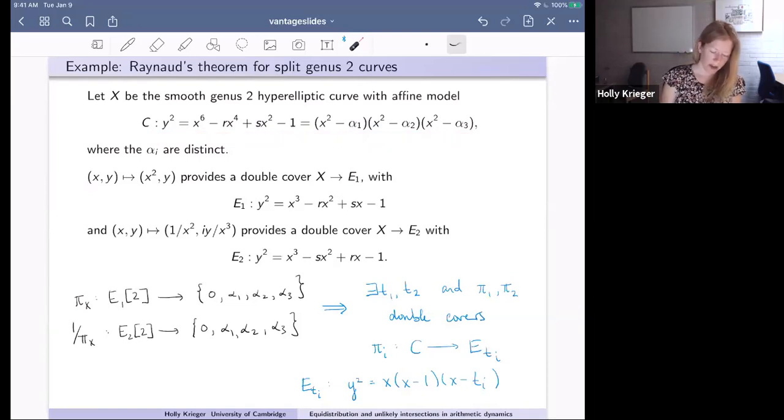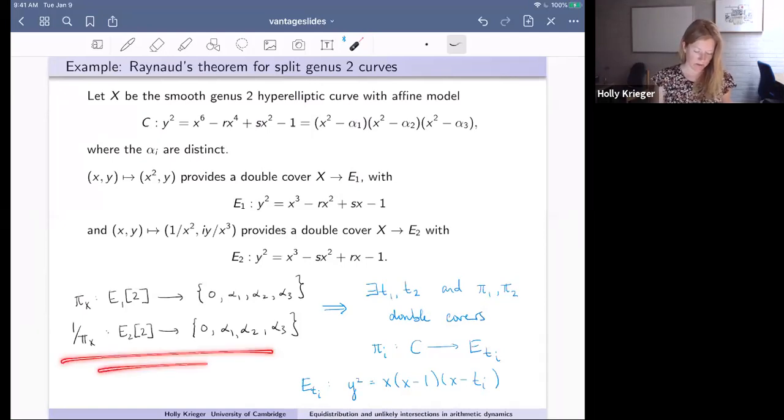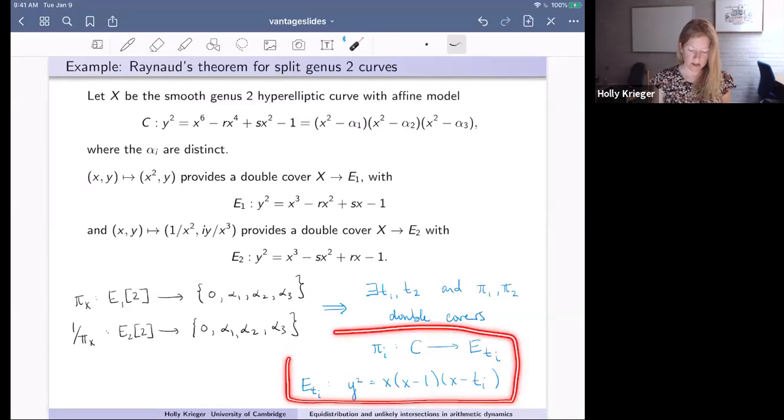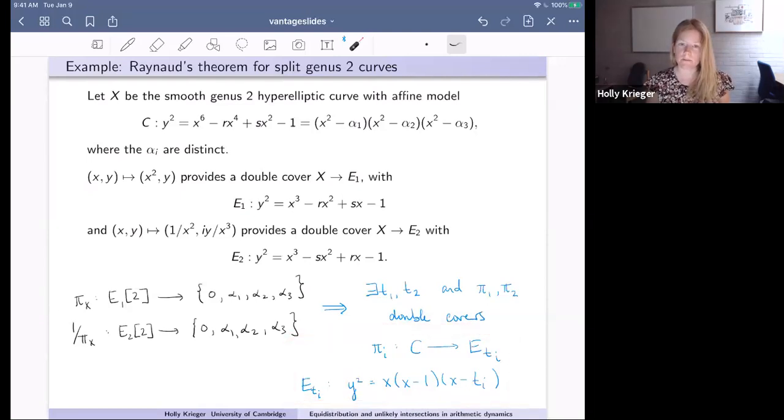What this affine model buys for me is essentially the statement that C admits a double cover to some elliptic curve. I've written down exactly what it is here, but we don't need to get into the details. So C admits a double cover, not just to one, of course, but to two elliptic curves. And we can exhibit them in a very hands-on way if we're interested in doing so. I'll write them as pi_i once I put the elliptic curves in Legendre form.